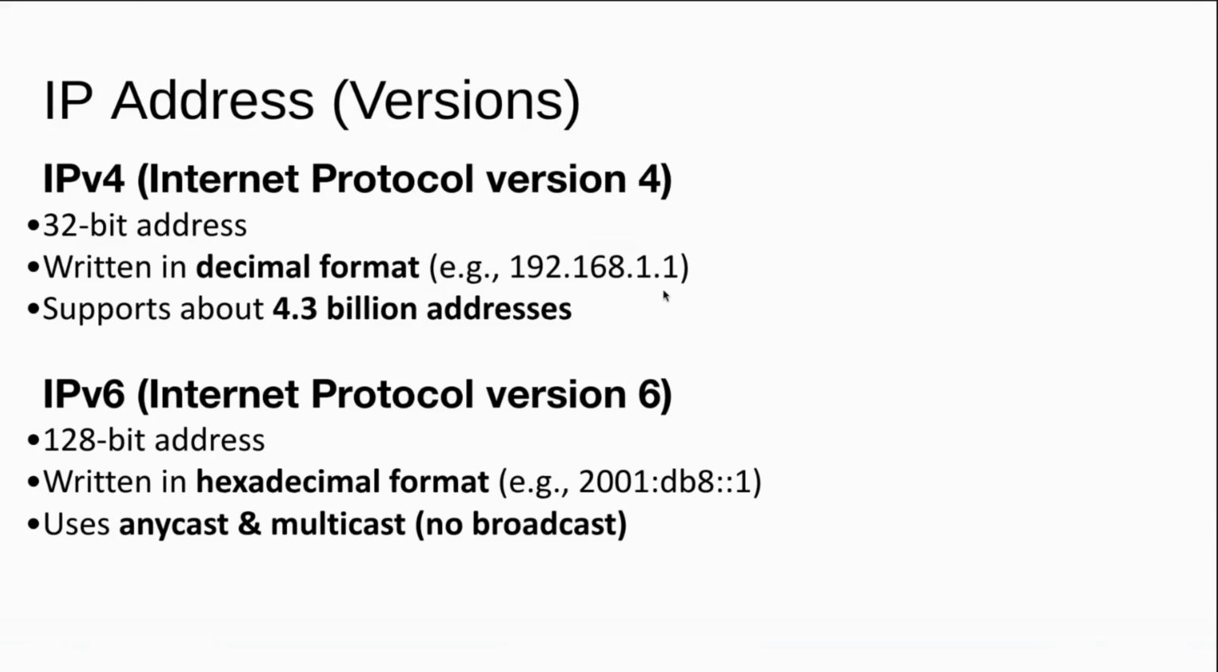And the next is IPv6. It is a 128-bit address written in hexadecimal format, such as 2001:DB8:1, which is an alphanumerical value. It uses anycast and multicast, and it does not support broadcast.